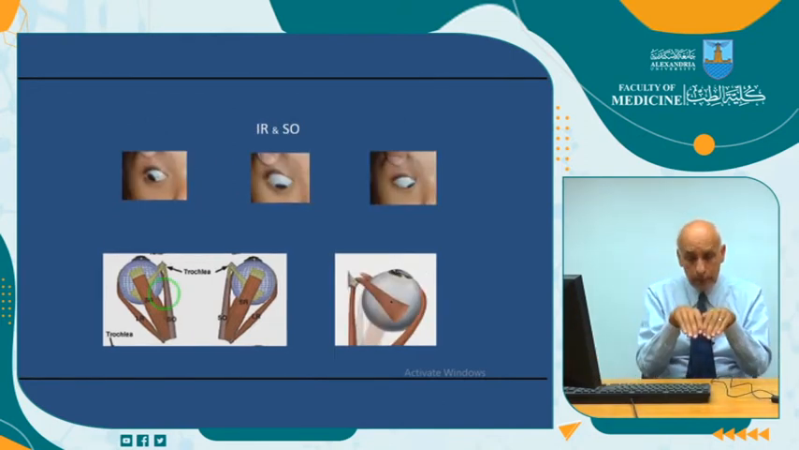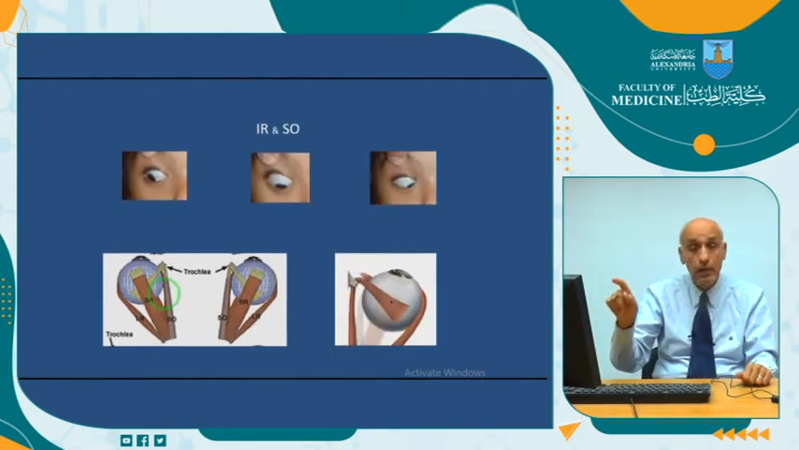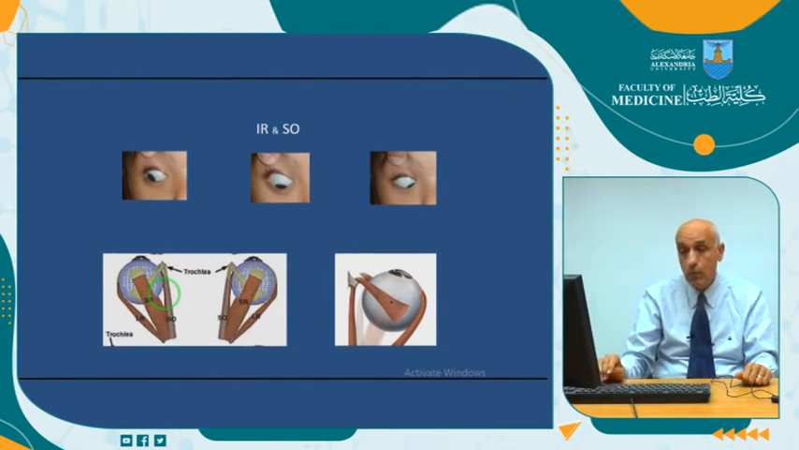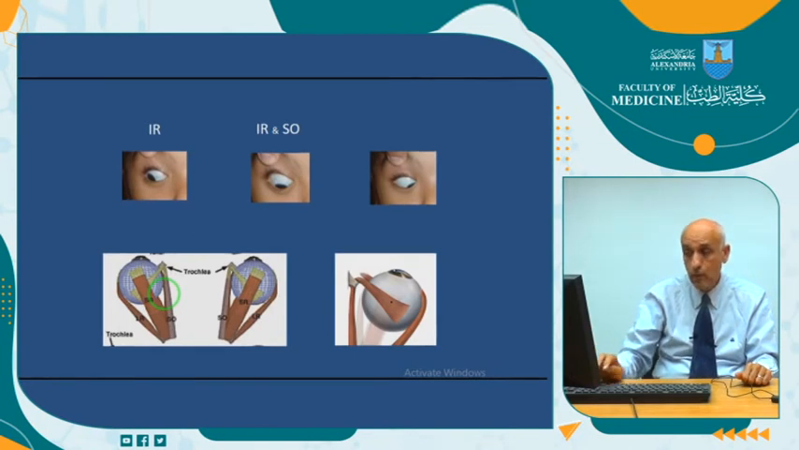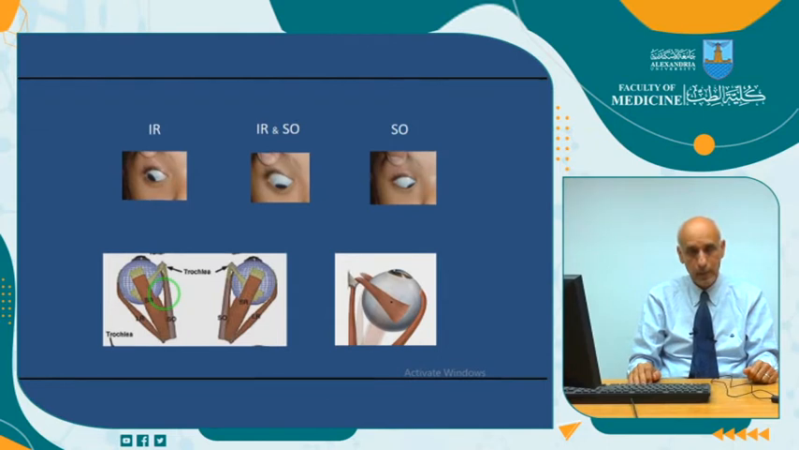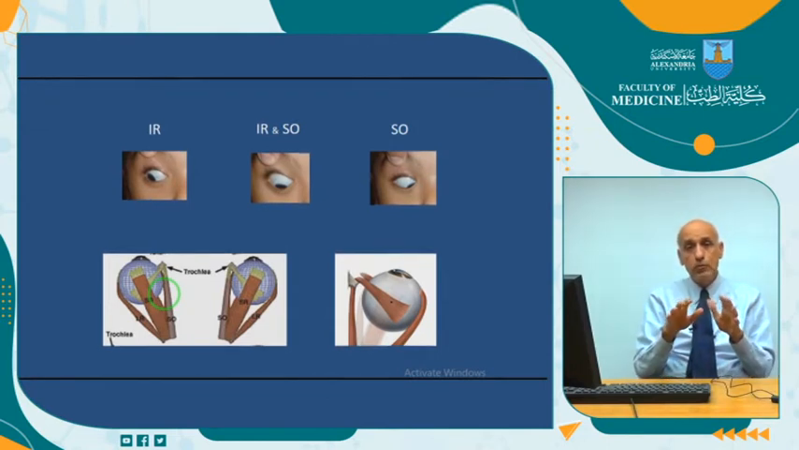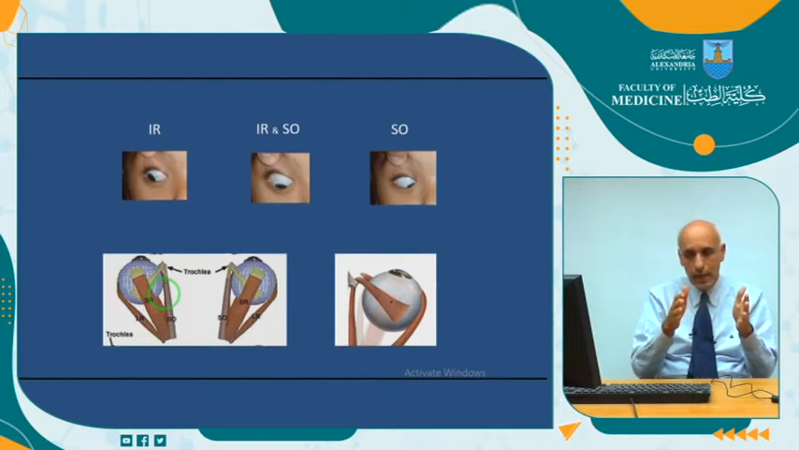When you look downward straight, this is the inferior oblique with the superior rectus. When you look in the abducted position, it is the inferior rectus. When you look in the adducted position, it is the superior oblique. So this is to simplify for you how the extraocular muscles act together in all directions of gaze.